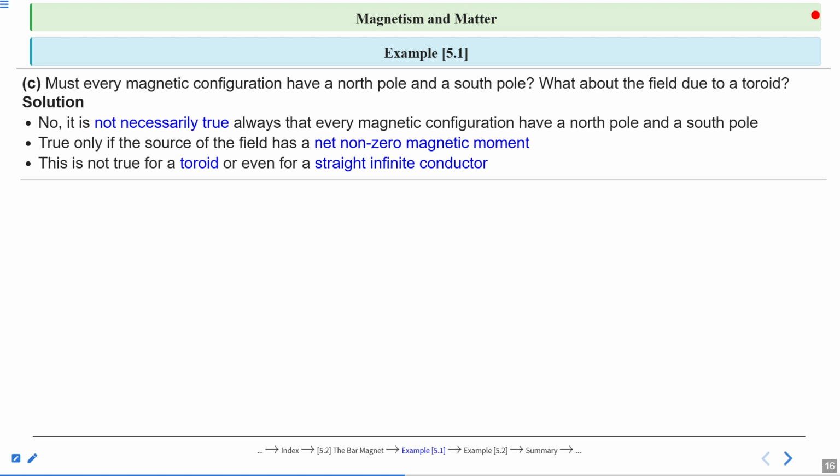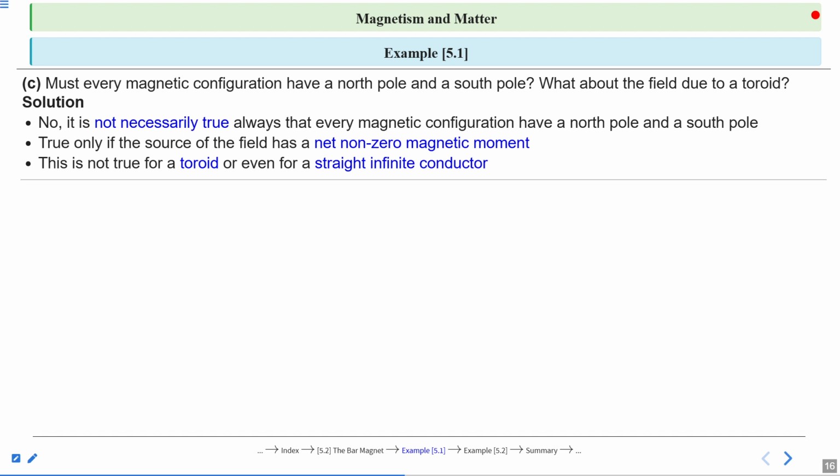For a toroid, we hold the ends of a solenoid. One end of the solenoid is north and one end is south. We have bent the solenoid in a circular configuration and touched both ends of the solenoid at one point. So now there is no pole of the resulting configuration, which is a toroid. There is no north pole, no south pole.